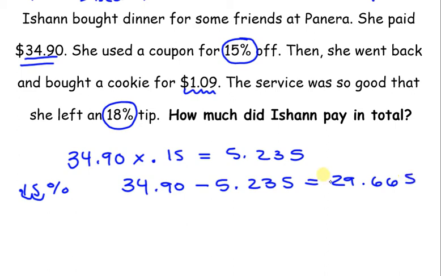So she goes back and buys a cookie after the discount. So take her new total, 29.665, and add that cookie, $1.09.